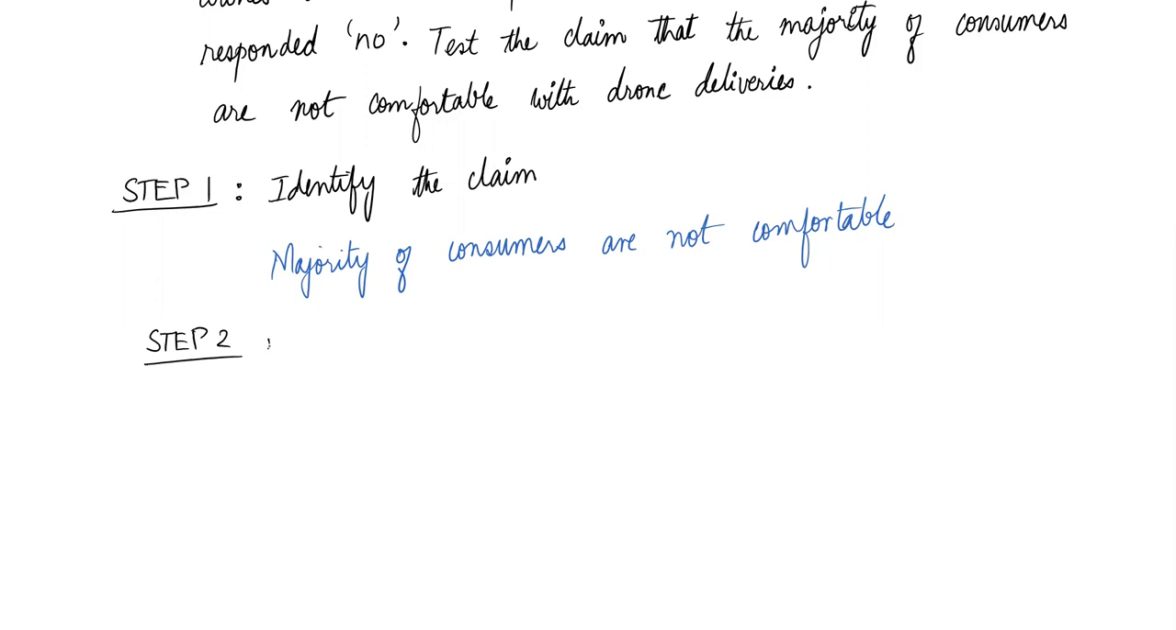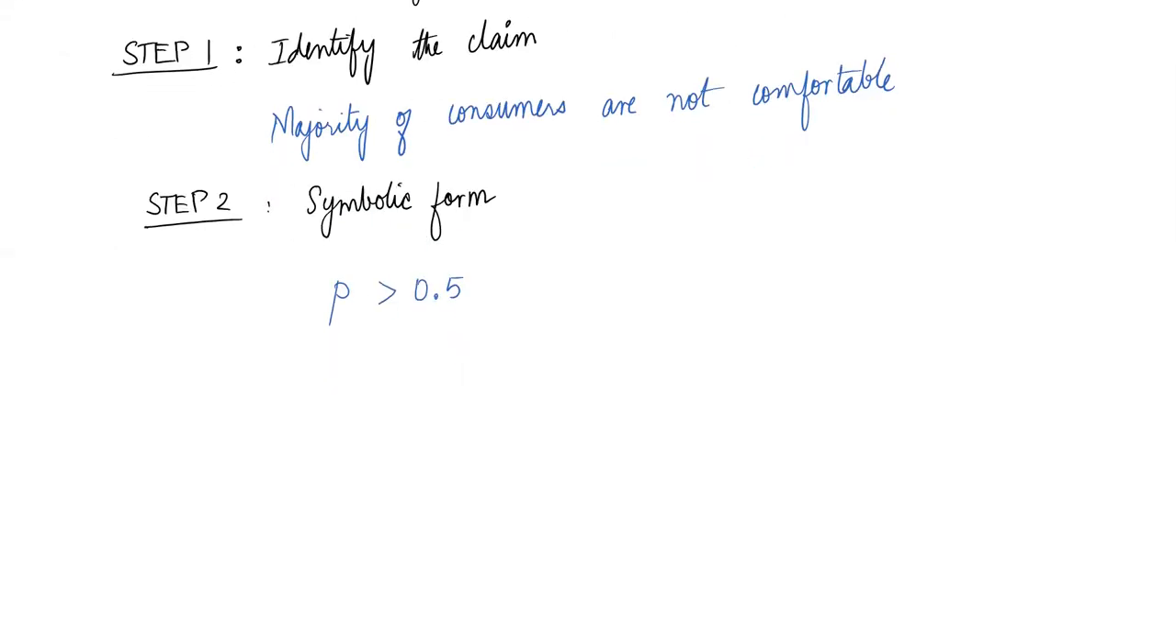Then step 2 says write this in symbolic form. For that, we identify what this is about. Is this claim about a mean, or is this about a proportion? We already discussed that. This was a claim about the population proportion. So P, majority means more than 50%, so 0.5. So P is greater than 0.5. Okay.